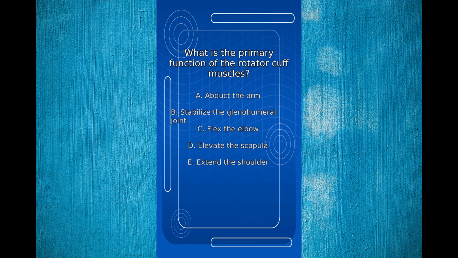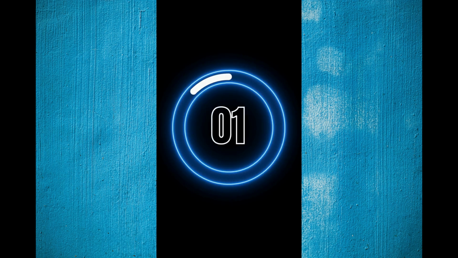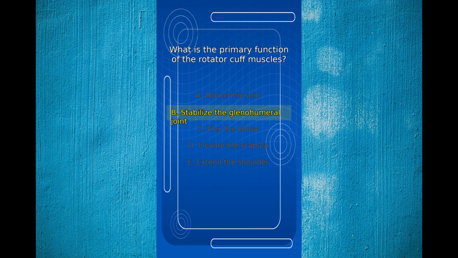What is the primary function of the rotator cuff muscles? The correct answer is B. Stabilize the glenohumeral joint. The rotator cuff muscles stabilize the glenohumeral shoulder joint.